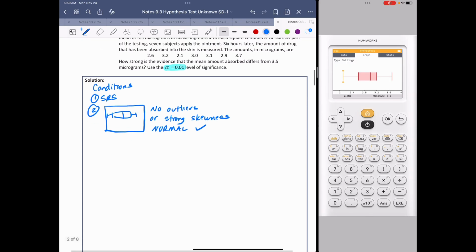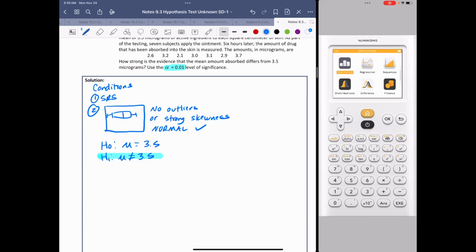All right, and I want to know how strong is the evidence that the mean amount absorbed differs from 3.5. Now, differs is two-tailed, so I'm going to highlight this too so we don't forget it. And H0 is going to be just, it doesn't differ. It is 3.5.